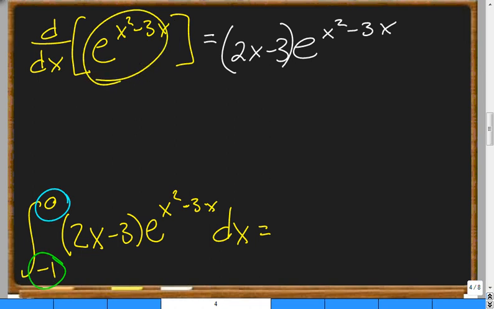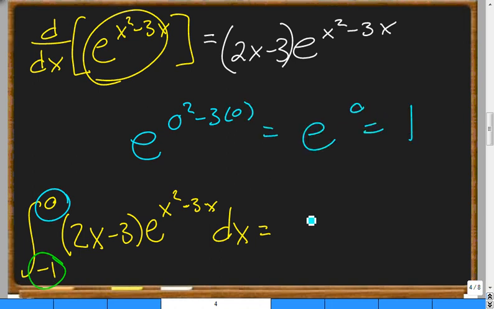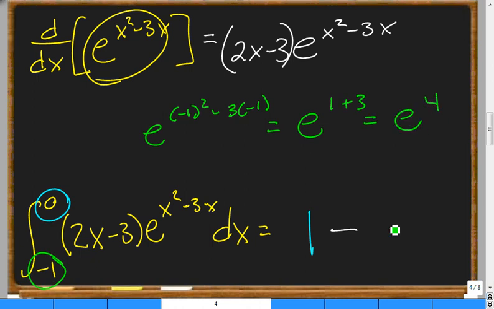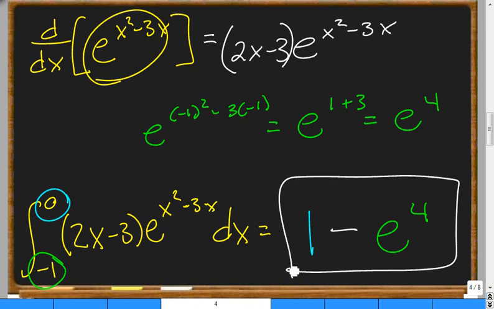So if I plug in 0, I'm going to get e to the 0 squared minus 3 times 0, which is e to the 0, which is 1. I'm going to subtract away e to the negative 1. So e to the negative 1 squared minus 3 times negative 1. That's e to the first plus 3, which is e to the fourth. And we just leave it like that. This actually we cannot simplify anymore. So we're just going to leave it as 1 minus e to the fourth. There's no problem in that at all.